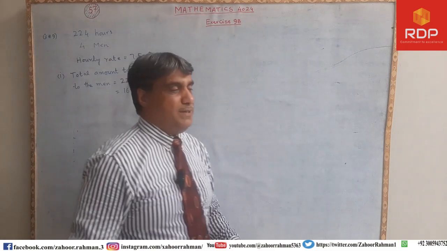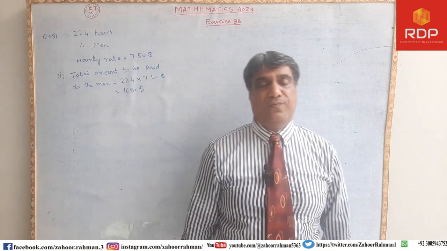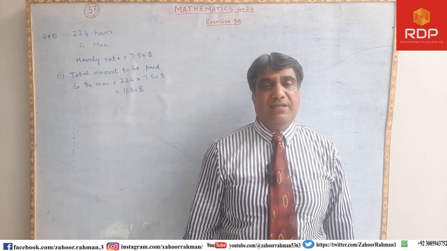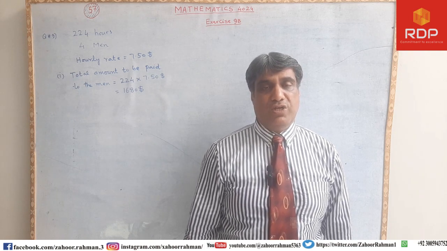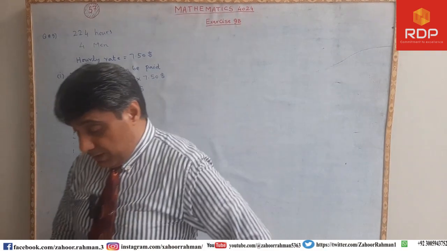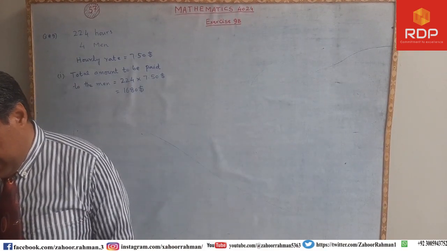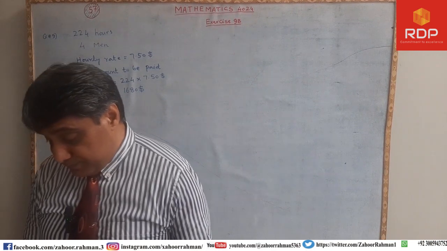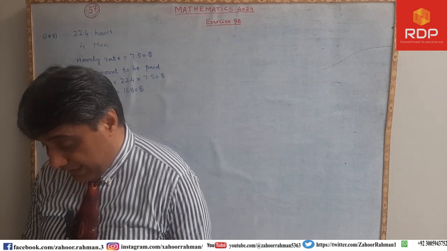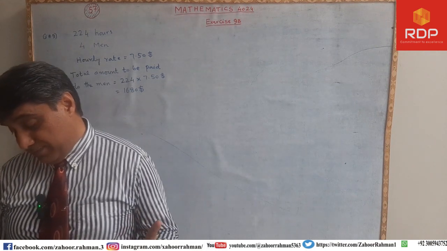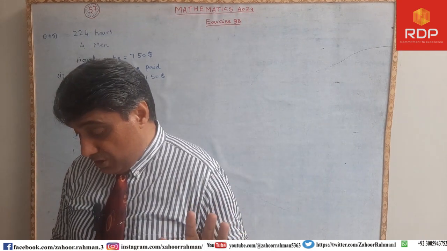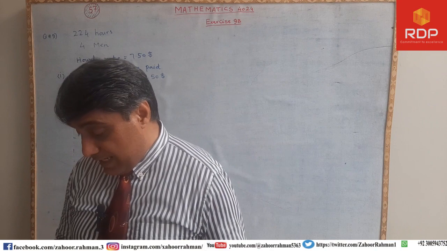$1,680 will be paid if those four men complete this work in 224 hours. Okay, the second part says that the normal working hours are from 9 a.m. to 6 p.m. That comes out to be 9 hours with a 1 hour lunch break.